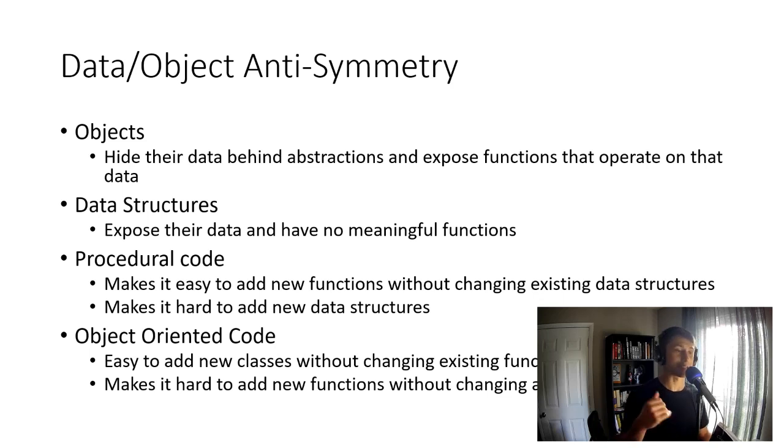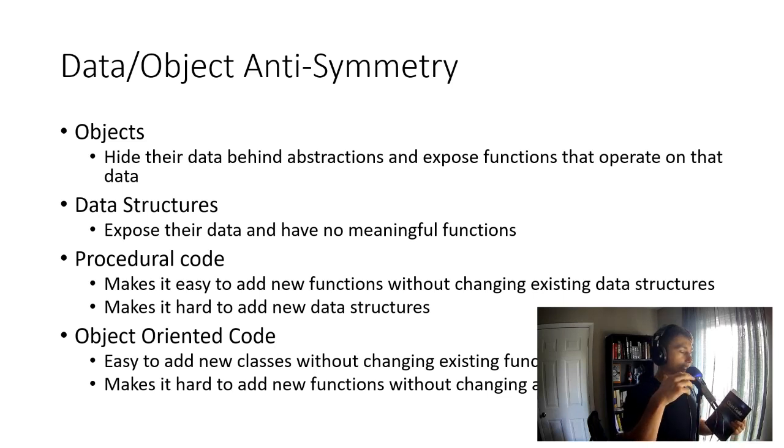There is like list dot length, list dot size. There's array dot length. But anything meaningful that operates on the data structures, they don't have that. So you can see that there's an anti-symmetry here. They're kind of opposites of each other. And then Uncle Bob later, he talks about this procedural code.